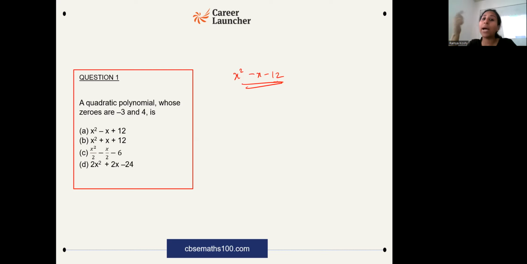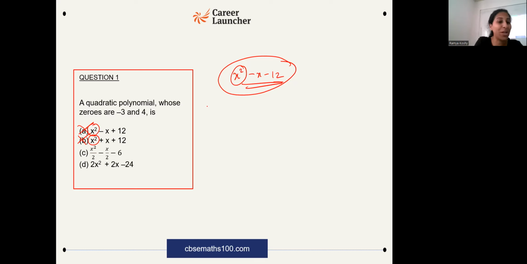After this, the question was, why did I multiply by half? Why did I multiply by 2? Because you can see that this option is not there anywhere. Option A, B, C, D is not any of these. Definitely A is not the answer. Definitely B is not the answer, because both of them start with x square, same as this, but the signs are not matching.